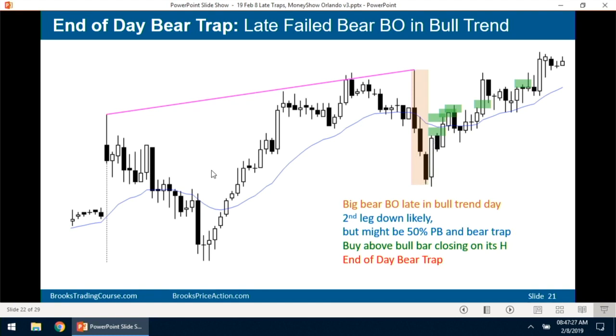You look to the left and say, oh, it might be a breakout test, might be a 50% pullback, it might be an end of the day bear trap. So bears will get out above that bull bar closing near its high, and bulls will start to buy, either taking the first entry or any of the other entries. Anytime there's a bull bar closing near its high, the bulls are going to be buying, expecting a resumption of the bull trend.